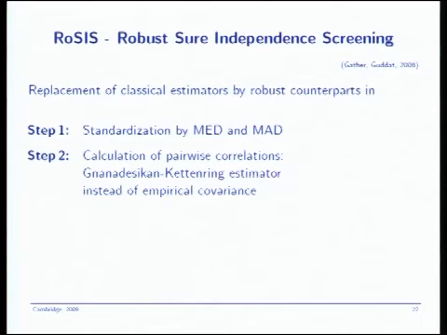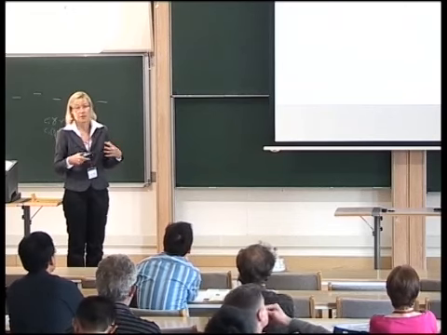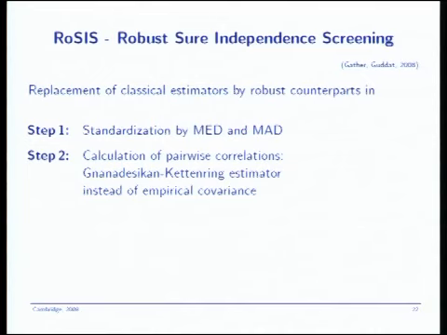And nevertheless, we thought it could be made robust when you replace within each step in this method the estimators by their robust counterparts. So use a median as location and a MAD or something else. We have tried out a couple of possibilities here, and instead of using the empirical covariance matrix, one could use a robust covariance matrix, namely what has been introduced by Gnanadesikan and Kettenring, the Gnanadesikan-Kettenring estimator of scatter.